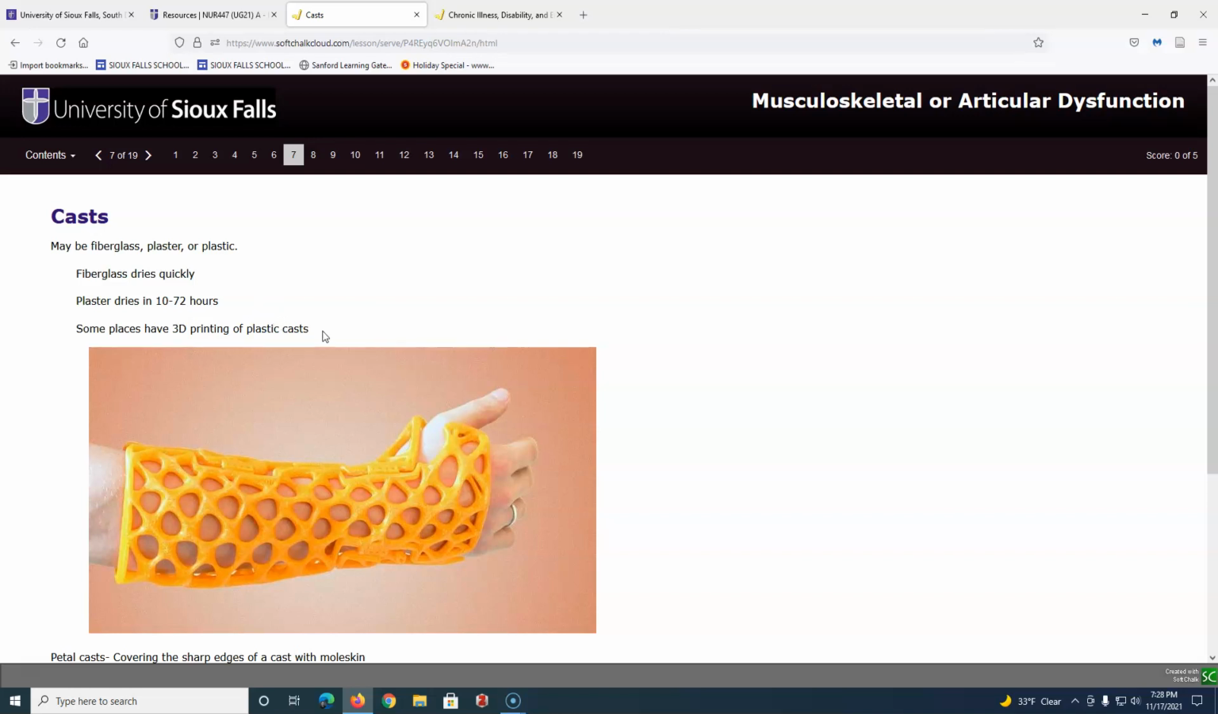Some places are starting to do 3D printing of casts like this. Nice advantages of it: it is open, it's airy, it still provides support. But you're not going to get the complications of the fiber and the plastic casts, where you have sweat buildup underneath, dead skin buildup, and it itches, and it smells gross, and stuff like that. So this is sometimes a nice alternative, but not every place is offering this one yet.